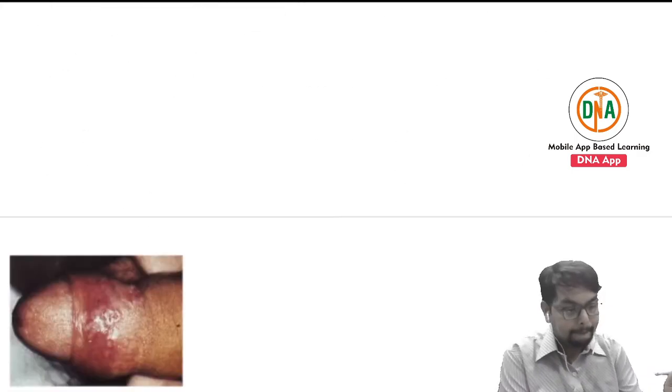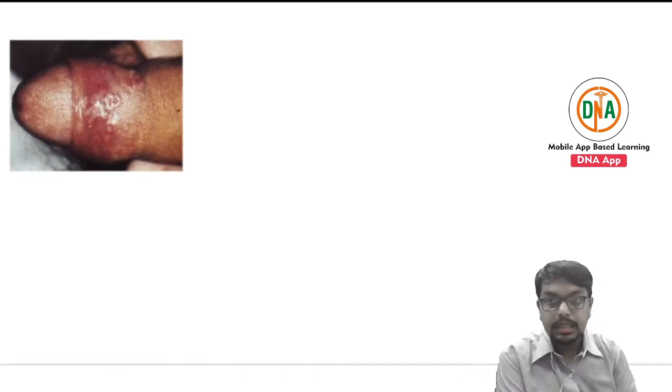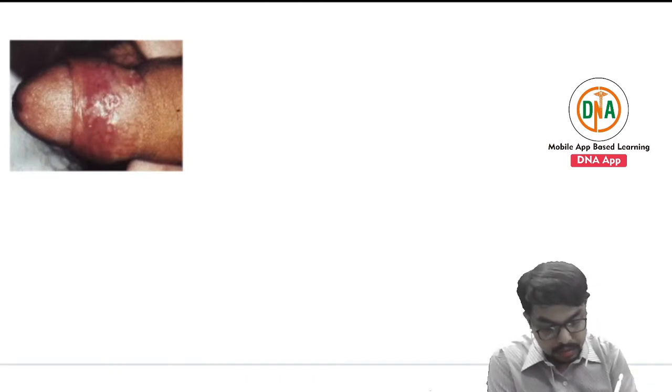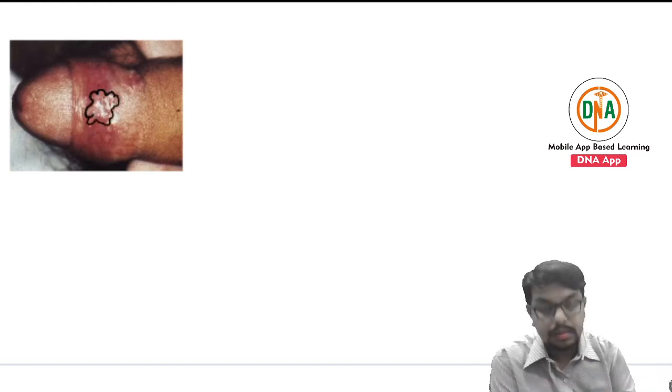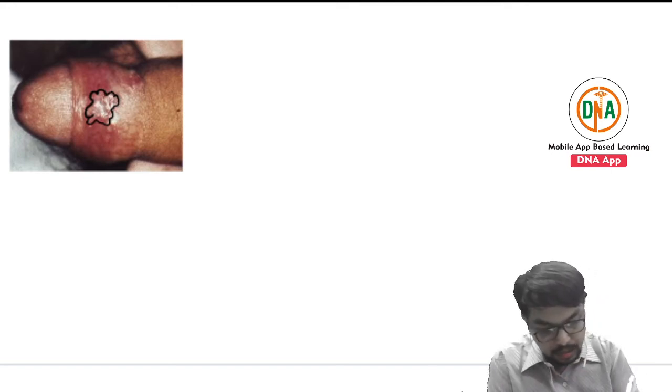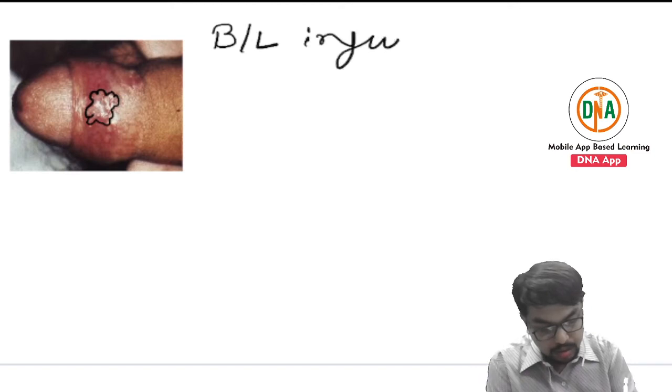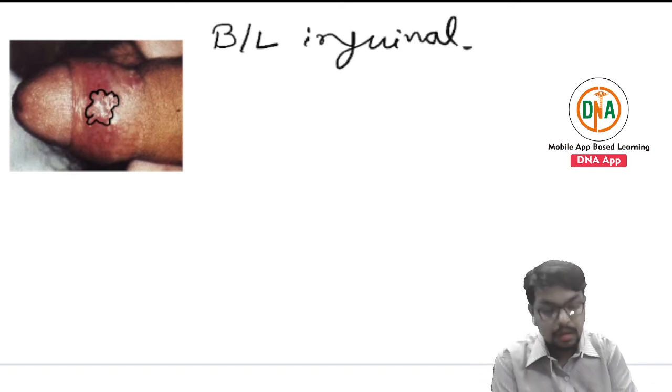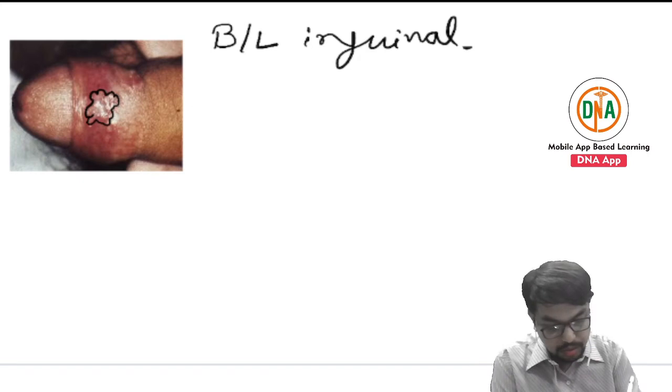These are also painful. This is the ulcer of genital herpes. See the polycyclic nature of the margin of herpetic ulcer. Now, inguinal lymph node. There will be bilateral inguinal lymphadenopathy.